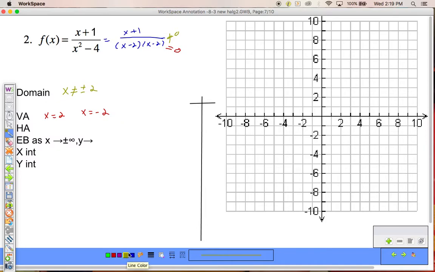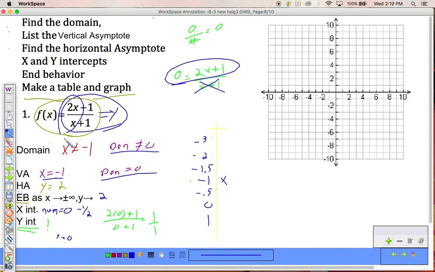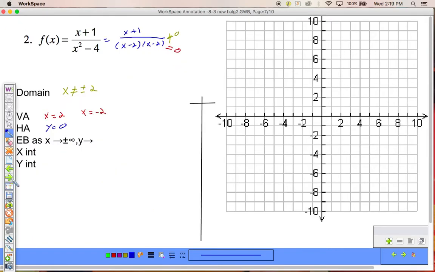My larger exponent is on the bottom. So I'm going to say horizontal is y equals 0. Back here, they were the same, so I took the fraction, y equals 2. This one, they're different. My end behavior, I'm going to do this as I'm setting this up. I have my graph. I'm going to graph my horizontal asymptote, which is here. I'm going to graph my vertical asymptotes that are here and here.